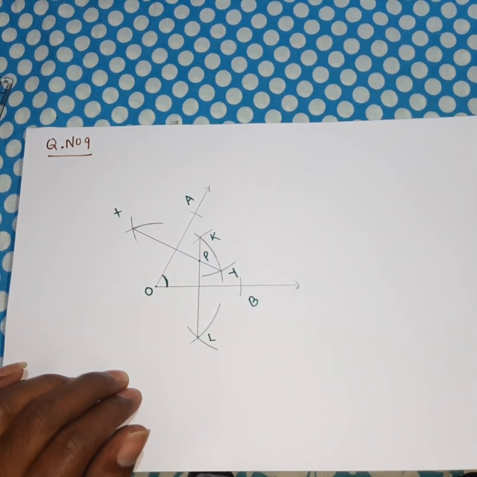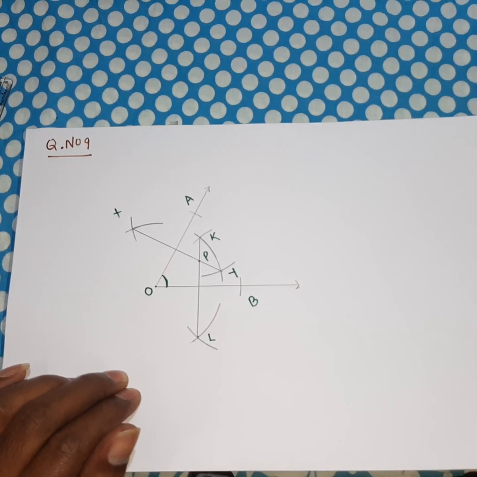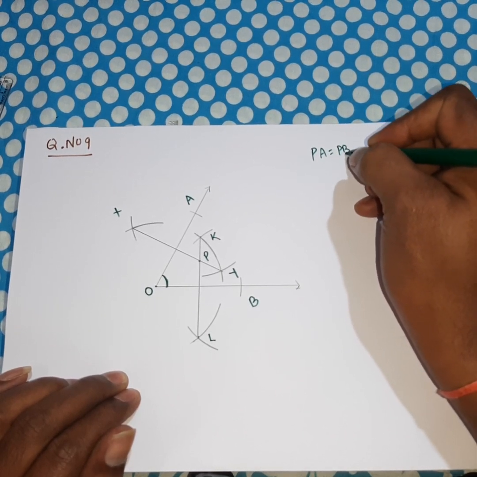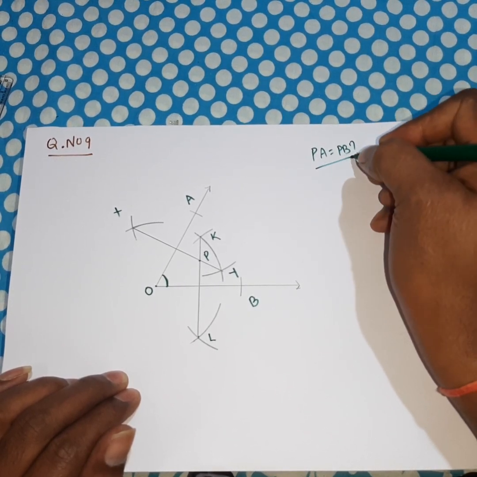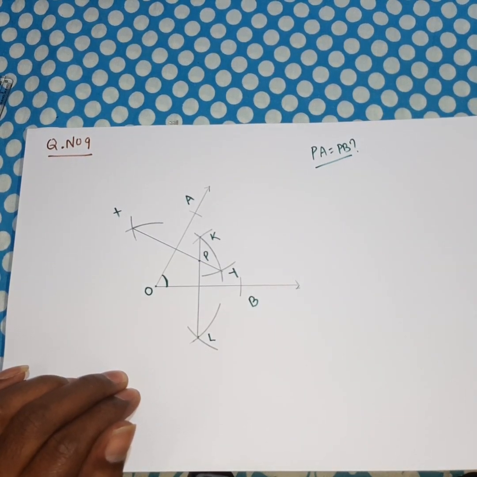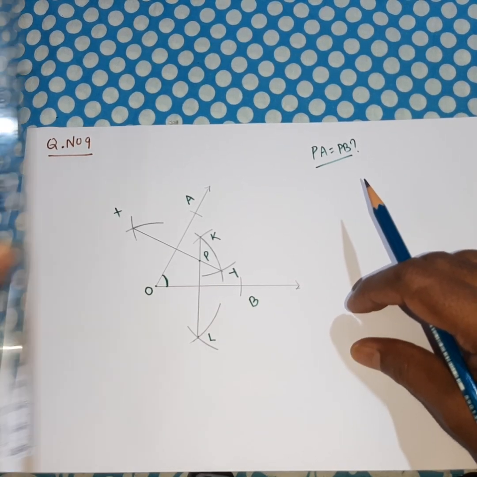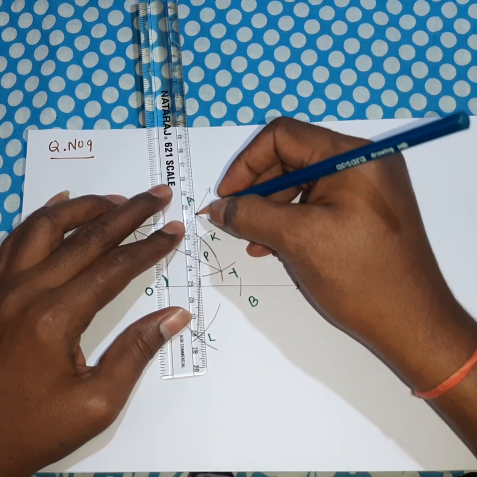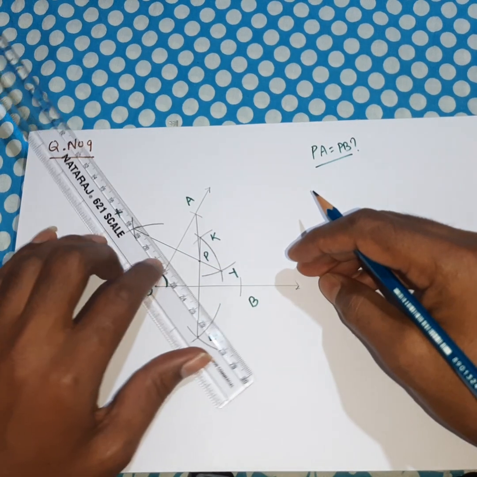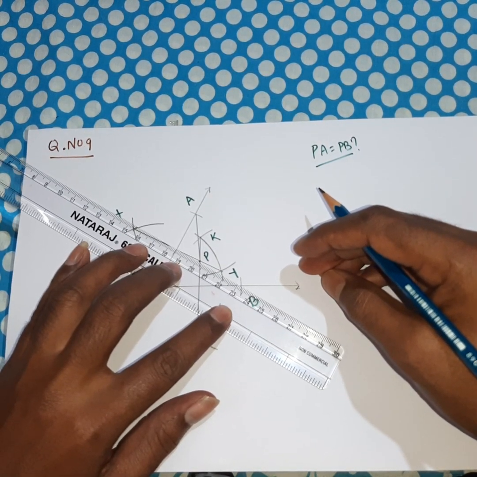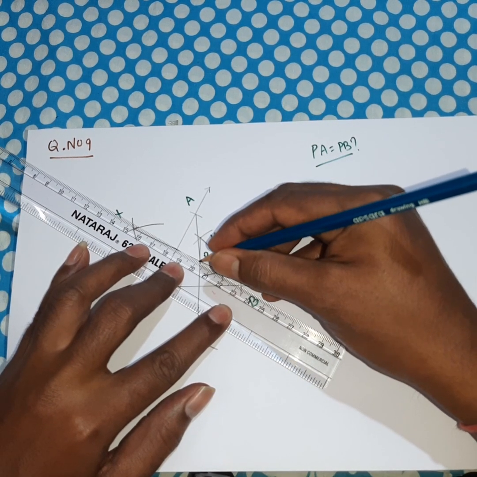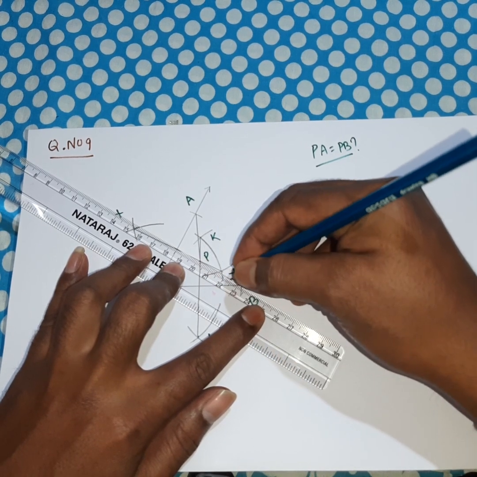Now join PA and PB. So actually we need to check whether PA is equal to PB or not. This we are going to check. Is PA equal to PB? So to measure PA and PB, first of all we need to join PA and PB. Okay. Now I am going to join PA as well as PB. Whether these two line segments are equal or not, that we are going to measure.